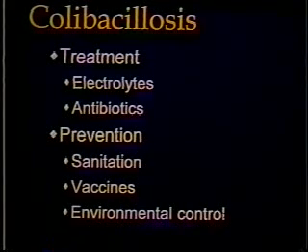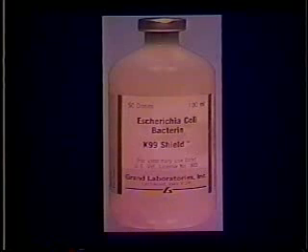Vaccines have been developed and are primarily aimed toward giving the vaccine to the mother, to the dam, with the passage of antibodies through the colostral and other milk, hoping to protect then the newborn against colibacillosis. This is an example of an E. coli bacterin that may be given to the dam, the maternal host.